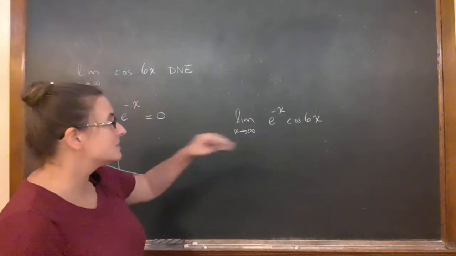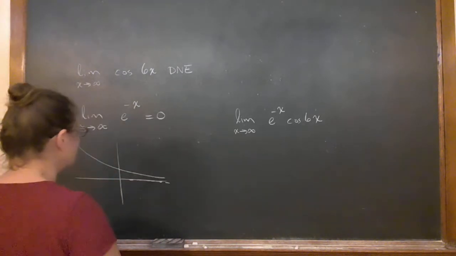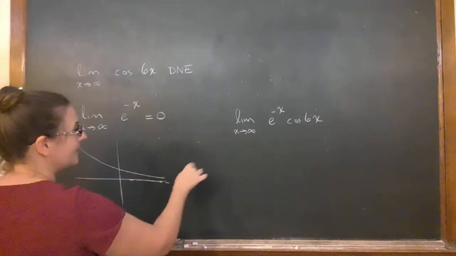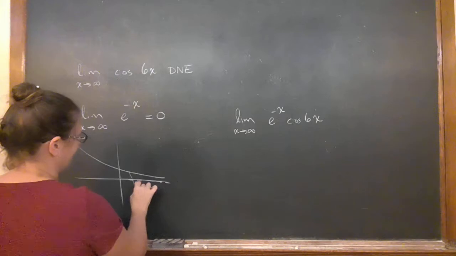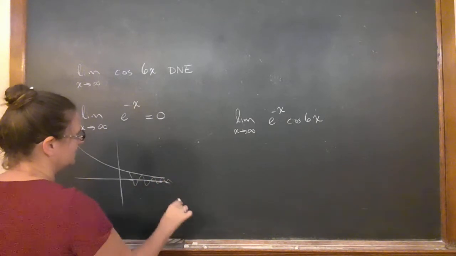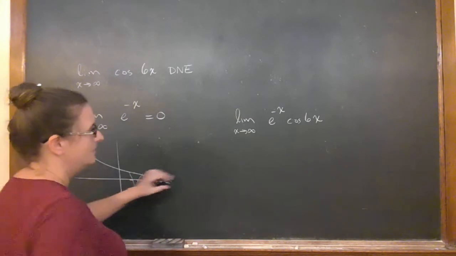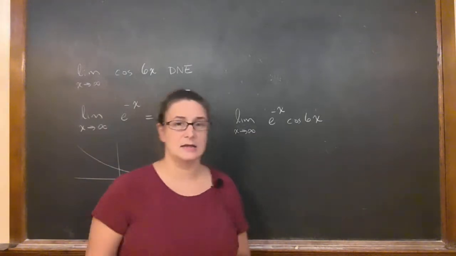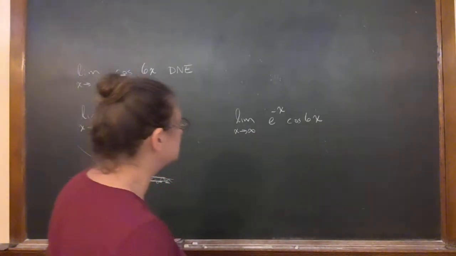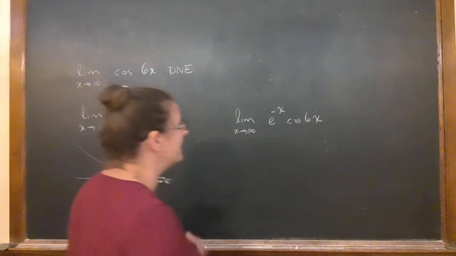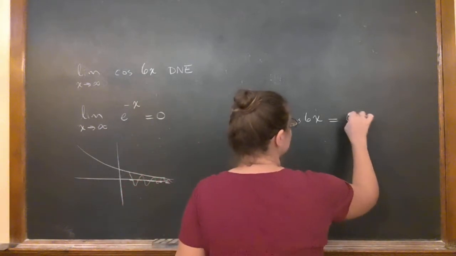Well, if you were to graph this, you would see that it does that, right? It's wiggling back and forth, but the e to the minus x is taking it down. Okay, so from a graphical perspective, I can show that that's equal to 0.